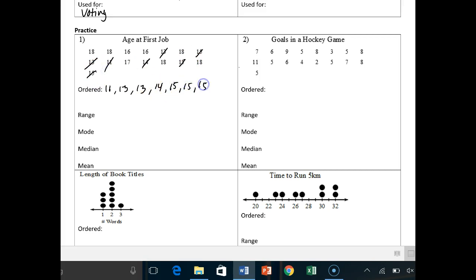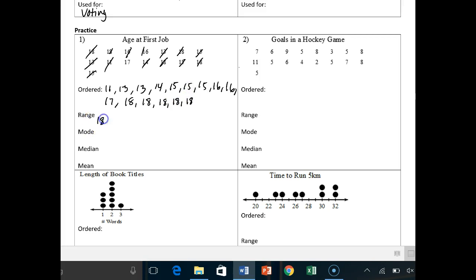Then I see 2 16s. Then I see 1, 2, 3, 4, 5 18s. Oops, I forgot a 17. There's one 17, and then 5 18s. All right, so you have to be very methodical in making sure that you don't skip a data piece or anything like that.